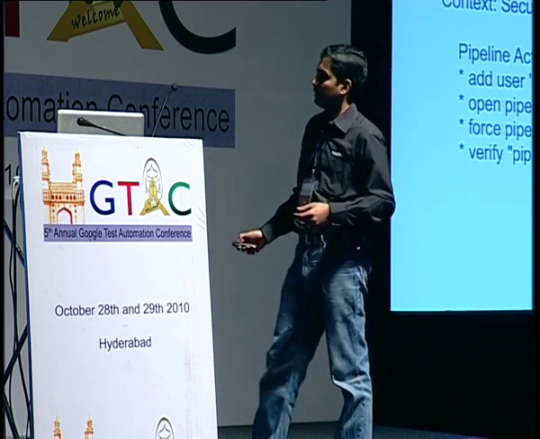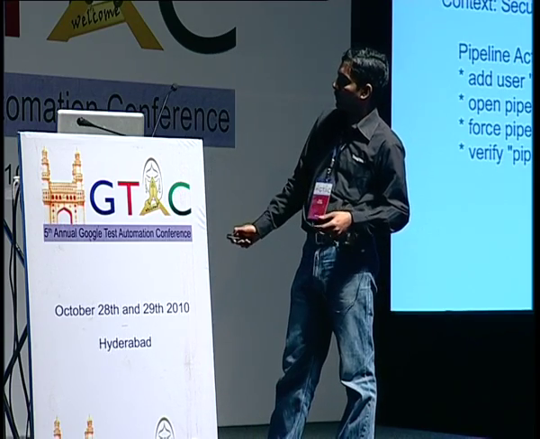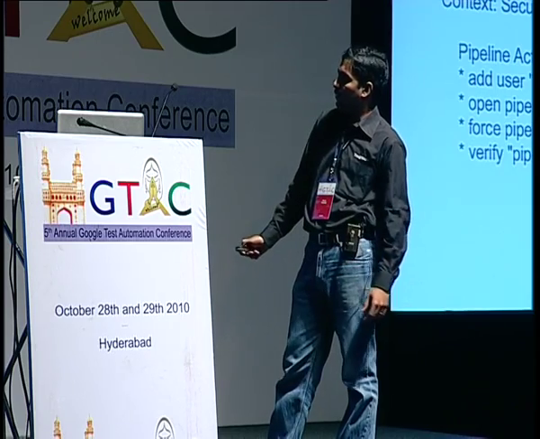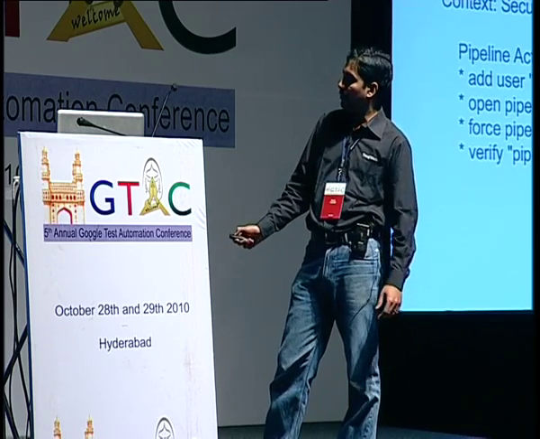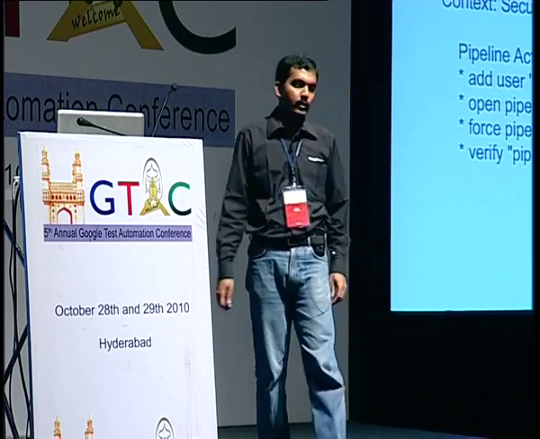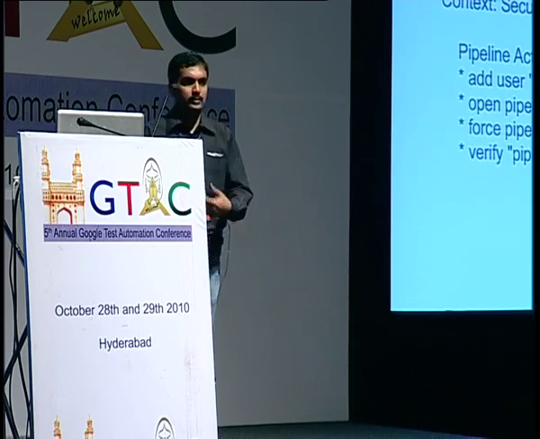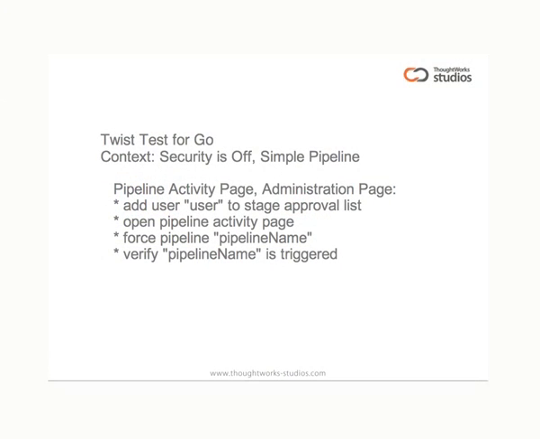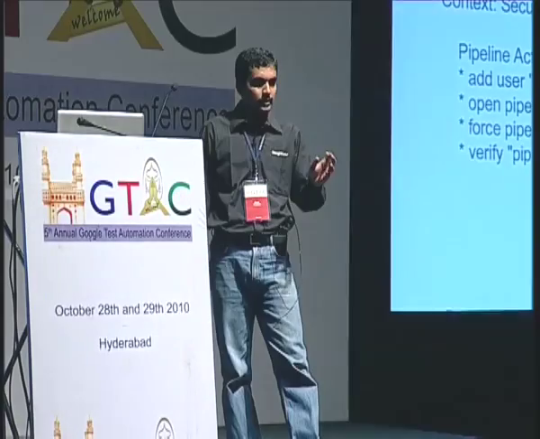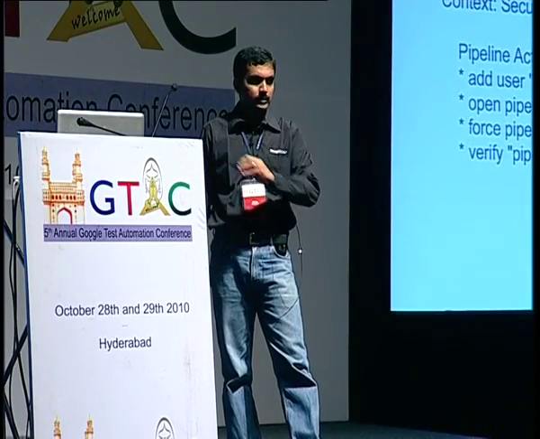So this particular test is trying to see whether a pipeline is triggered if a particular user is added to an approval list. In other words, it's trying to see authorization, whether that works fine or not in the context of Go. So the thing to notice here is that the language is extremely compact. Once you understand what a pipeline is, it's fairly clear what this test is trying to do.